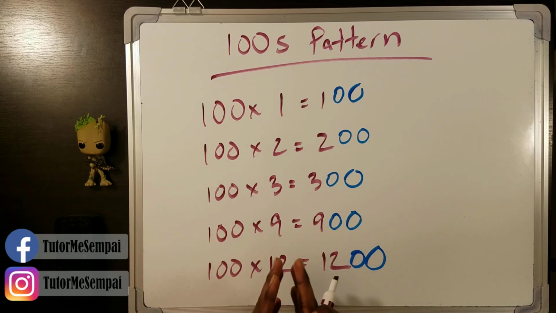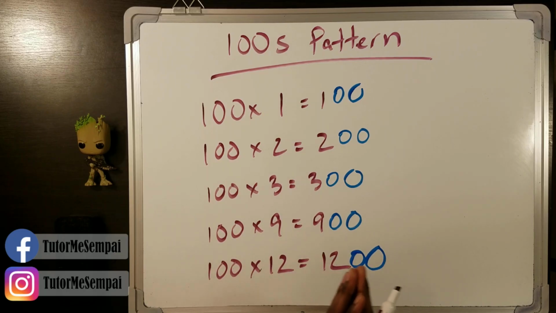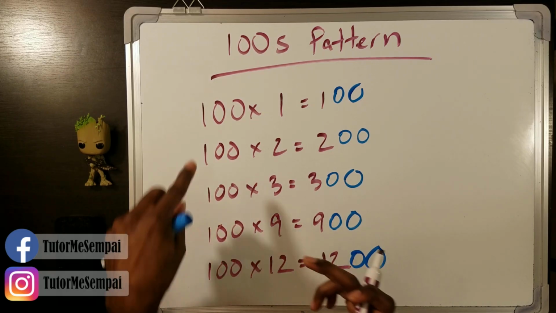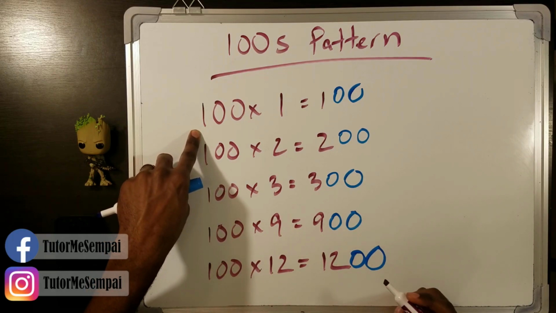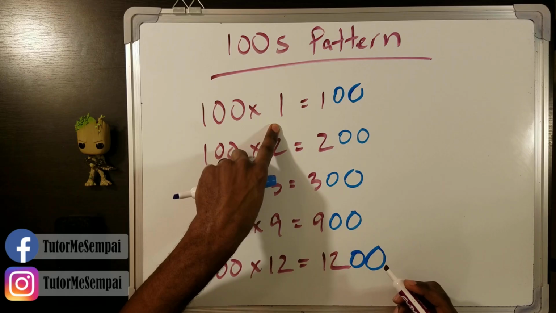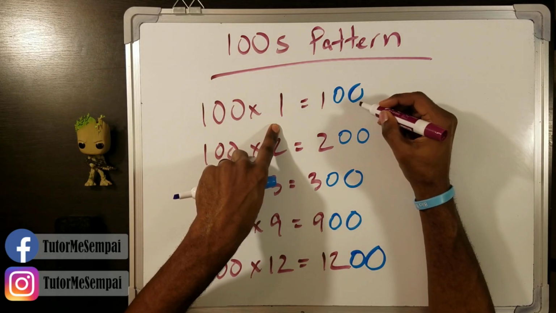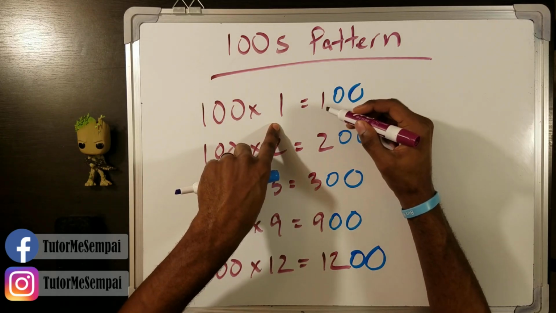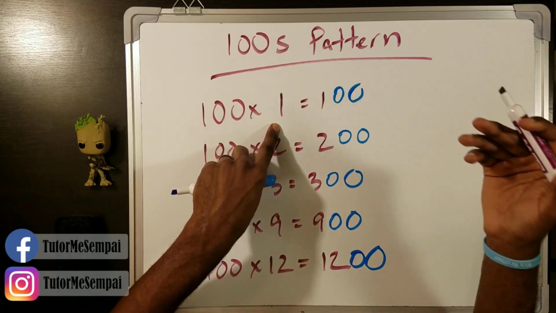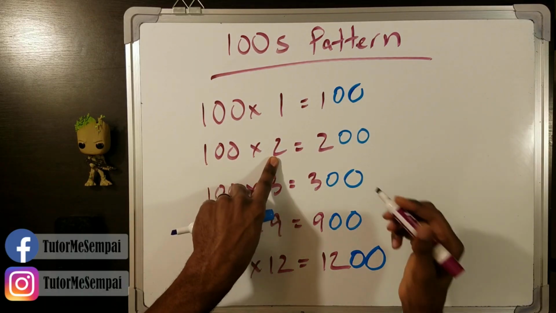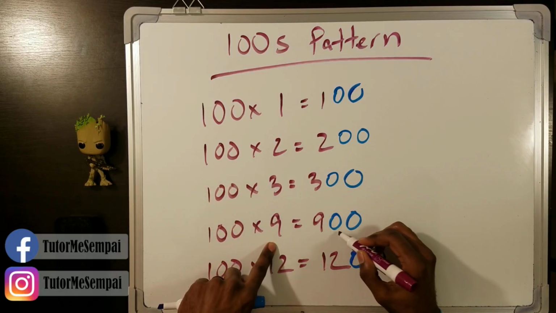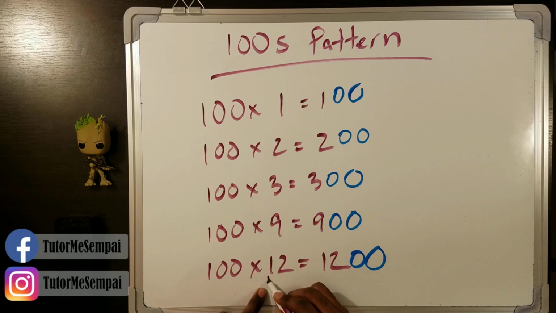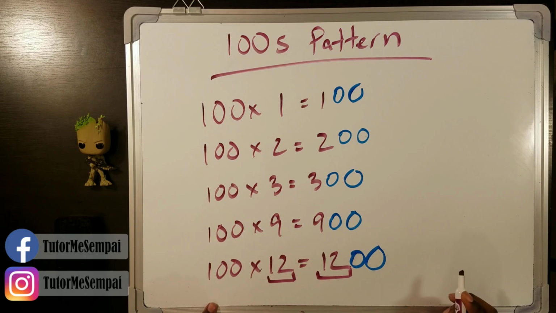Yes. Similar to how we added 1 zero to the end whenever we multiply by 10, whenever we multiply by 100, we're going to add 2 zeros at the end. So if you're multiplying 100 by 1, you get 2 zeros after that same 1. You're going to write the same number down, then follow it by 2 zeros. Multiplying by 2, you get 2 with 2 zeros. 9, you get 9 with 2 zeros. 12, you get the whole 12 and then 2 more zeros.